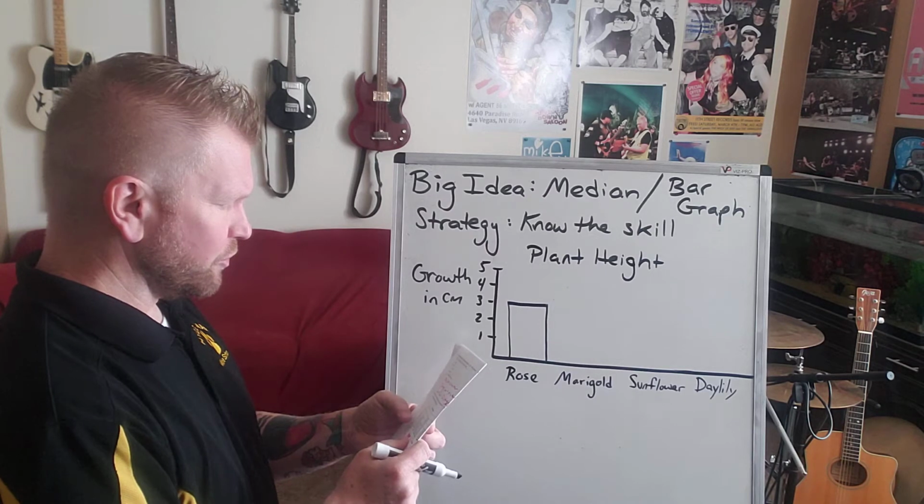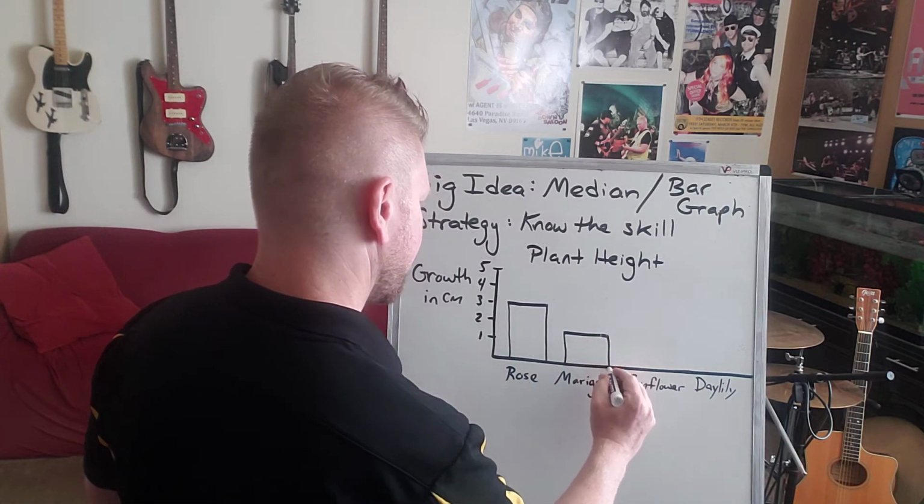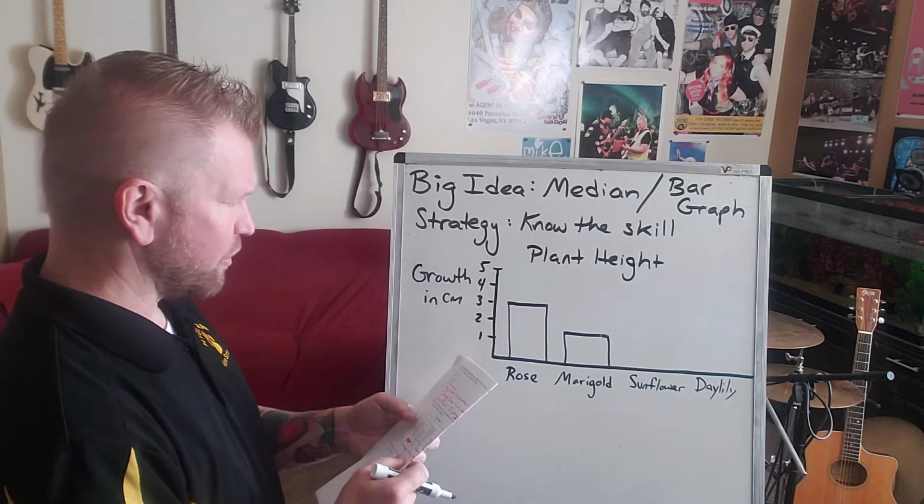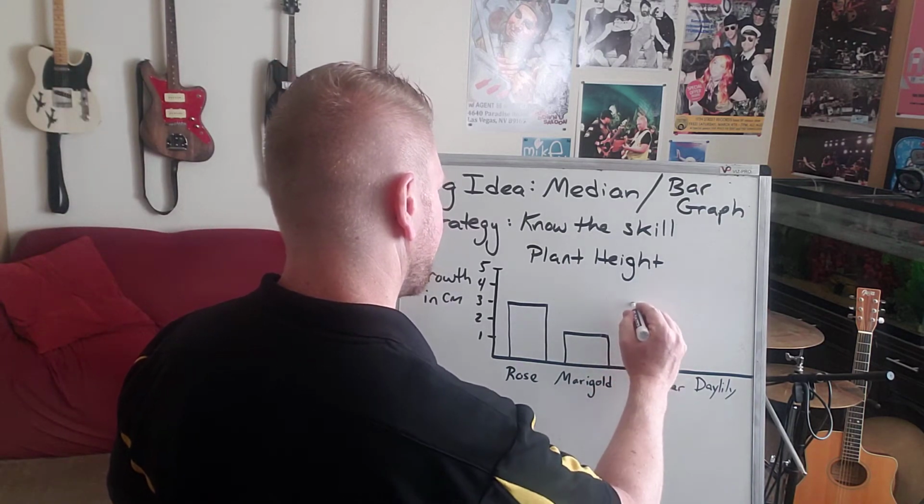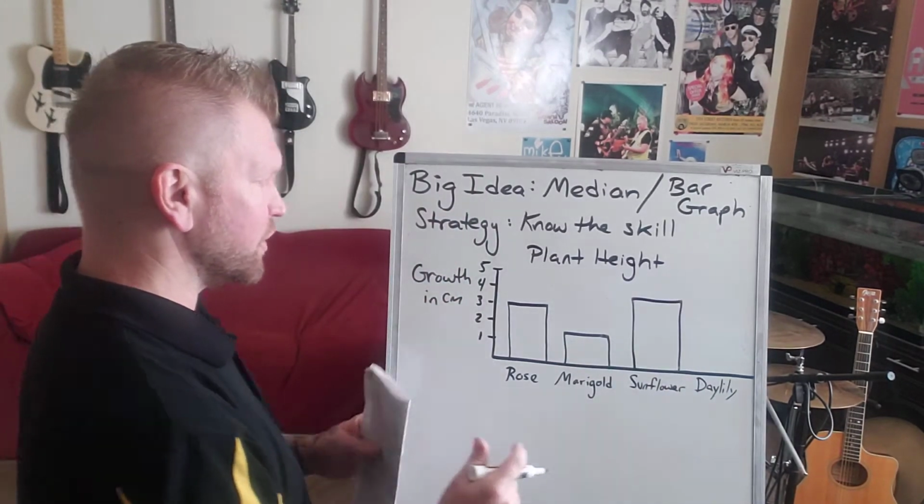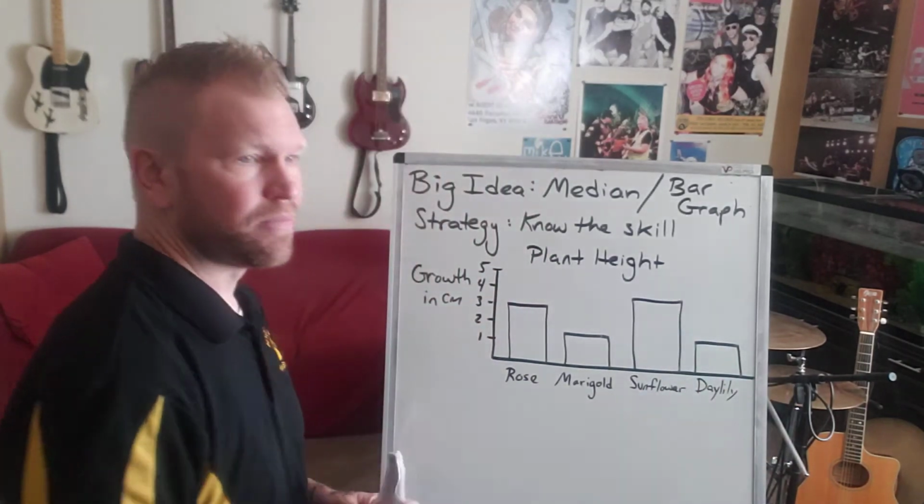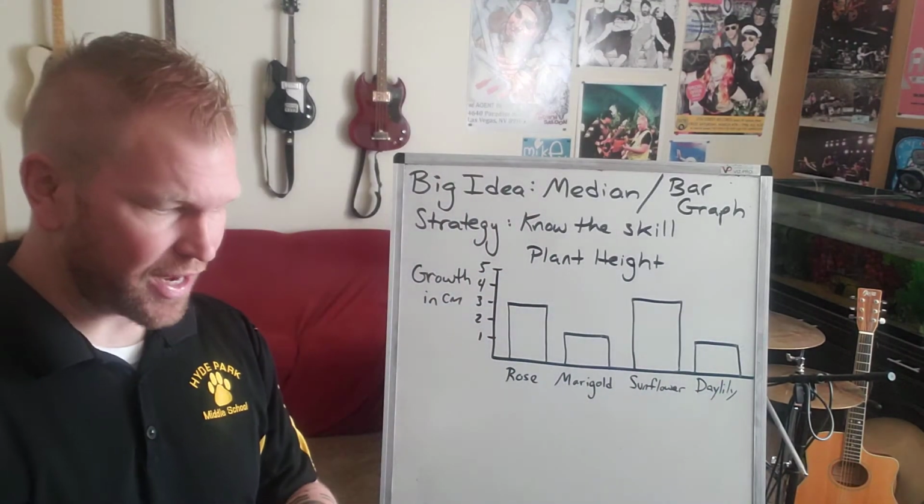The marigold was 2 centimeters of growth. Sunflower was 4 centimeters of growth. And the daylily was 2 centimeters of growth. All right, so there's our sketch of the bar graph.